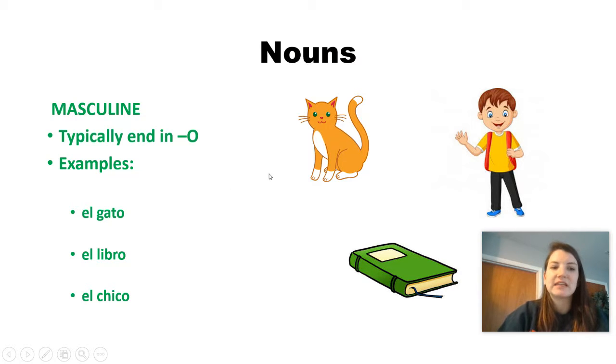Today I'm going to be talking to you about gender and number agreement in Spanish. So, nouns can either be masculine and they typically end in O. There are exceptions, but for this case, we're just going to start with the simplicity of nouns and say that most masculine nouns end in an O. For example, we have el gato, the cat, el libro, the book, and el chico, the boy.